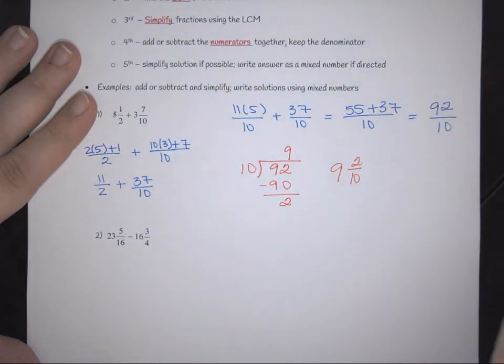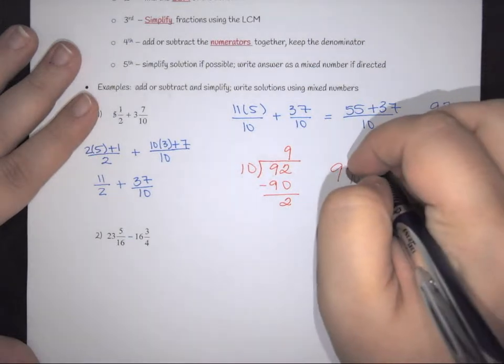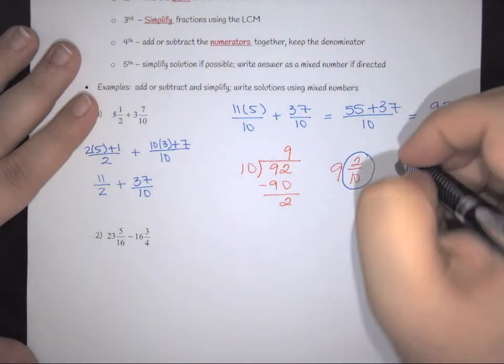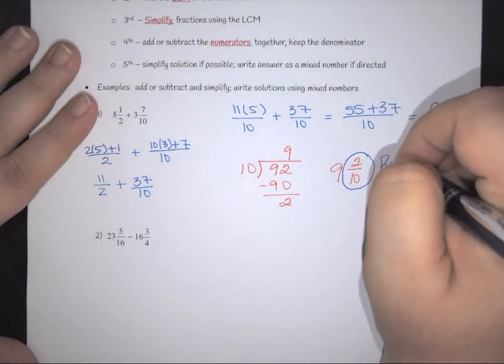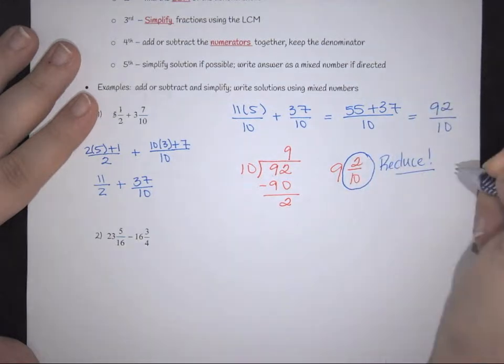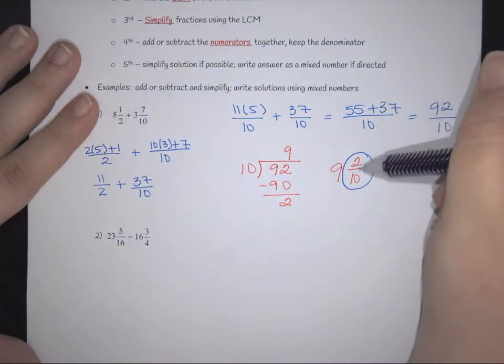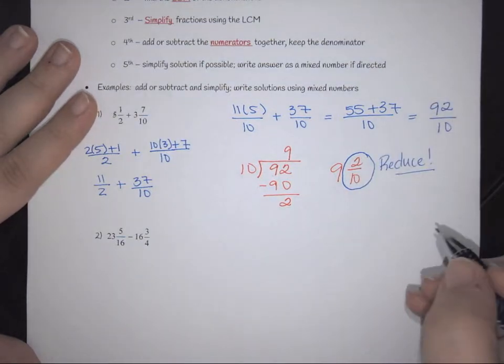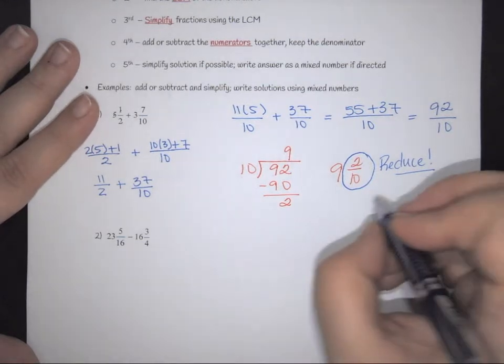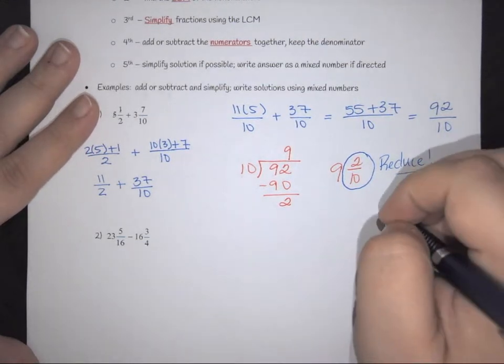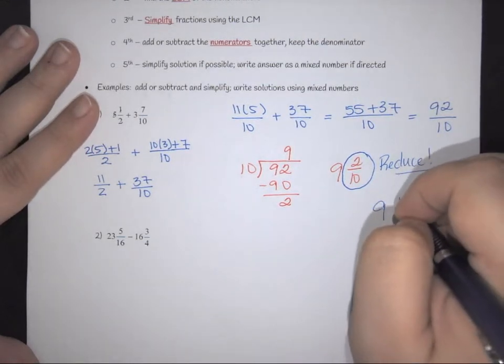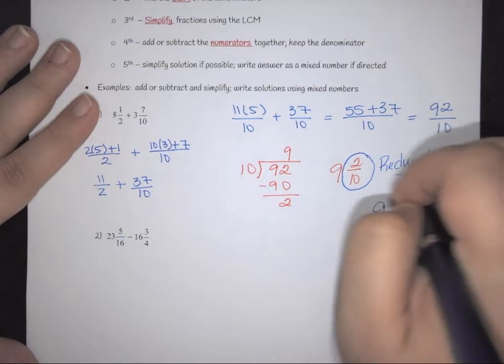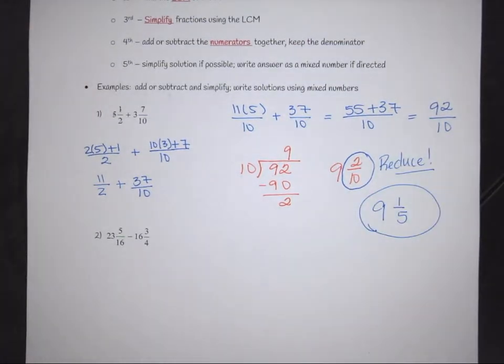So this is going to end up being 9 2/10. Well, if you look at just this fraction here, notice it can reduce. So we need to. 2 and 10, 2 can go into 10 5 times. So this is really going to be 9 1/5, and this is the overall result. Okay.